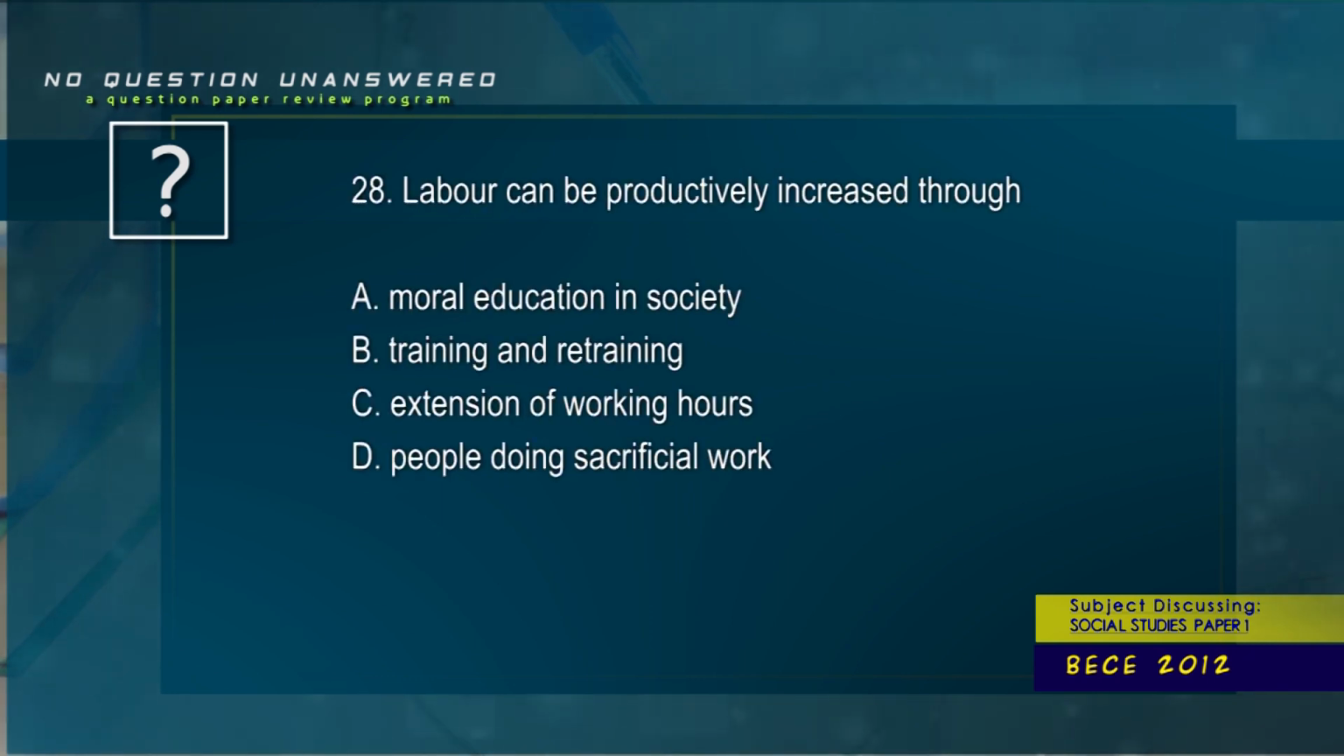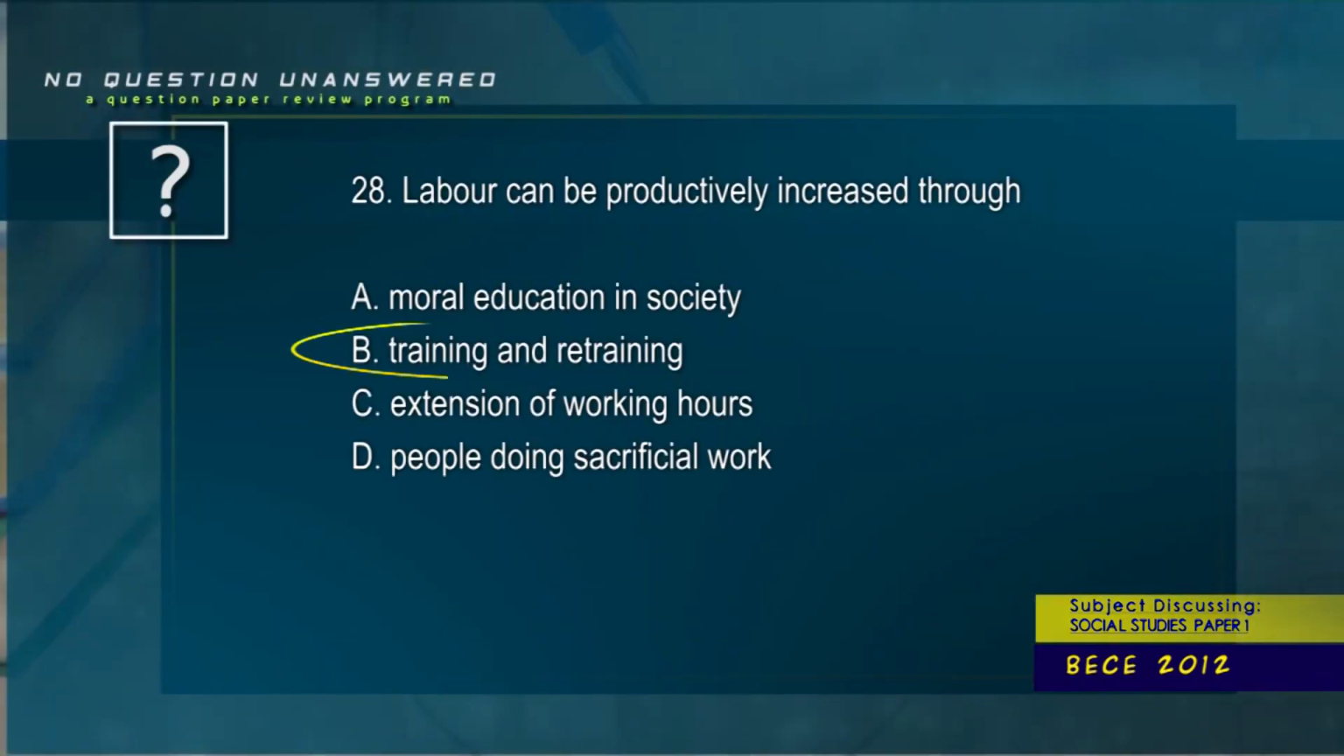28. Labor can be productively increased through A, more education in society, B, training and retraining, C, extension of working hours, and D, people doing sacrificial work. Viewers, the correct answer here is B, training and retraining. Labor is also known as the human resource of a country, okay? Productivity of labor can be increased when workers are made to train and retrain. And so the correct answer is B.